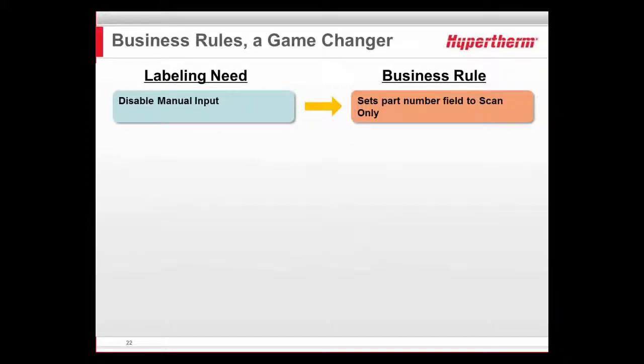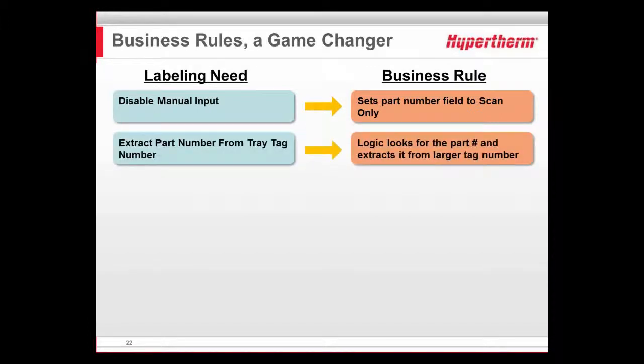So disabling manual input, we use the scan requirement business rule. We want to extract the part number from the tag tray and use it as the part number. This sounds simple, but it was actually a challenge for us with some of the competing products.